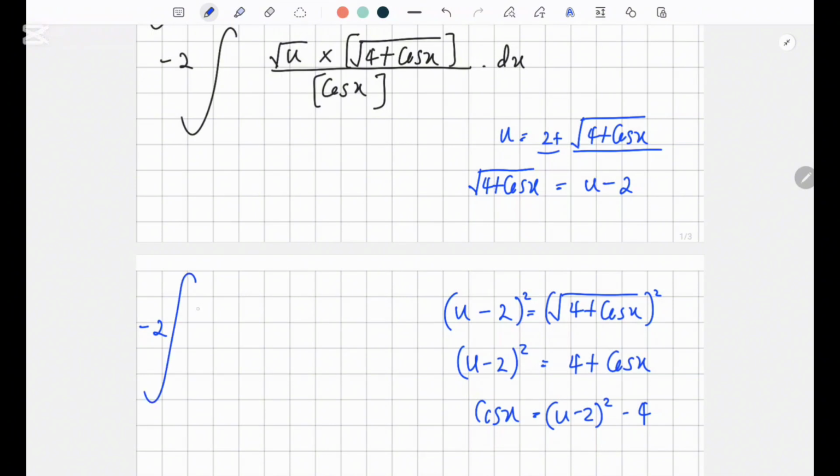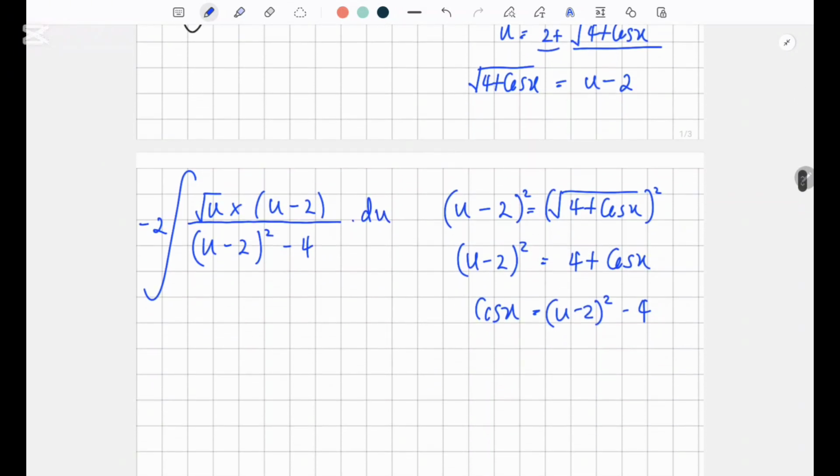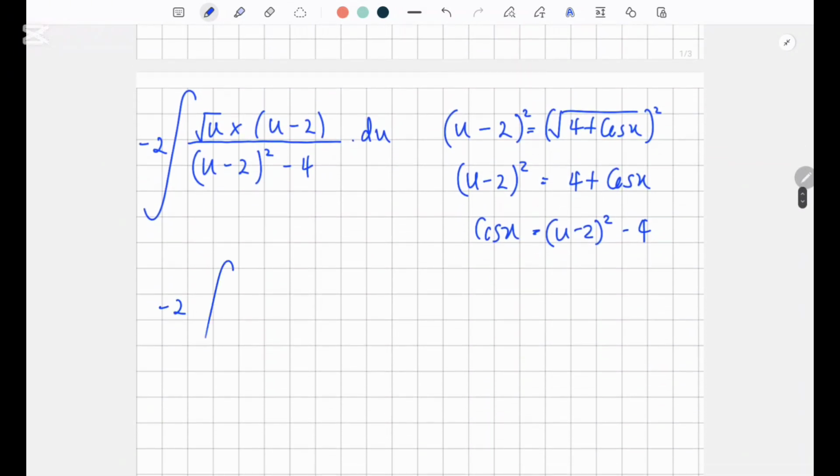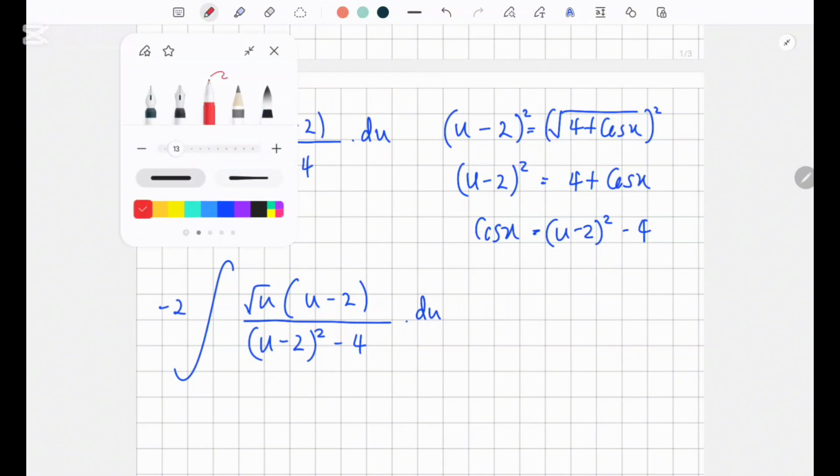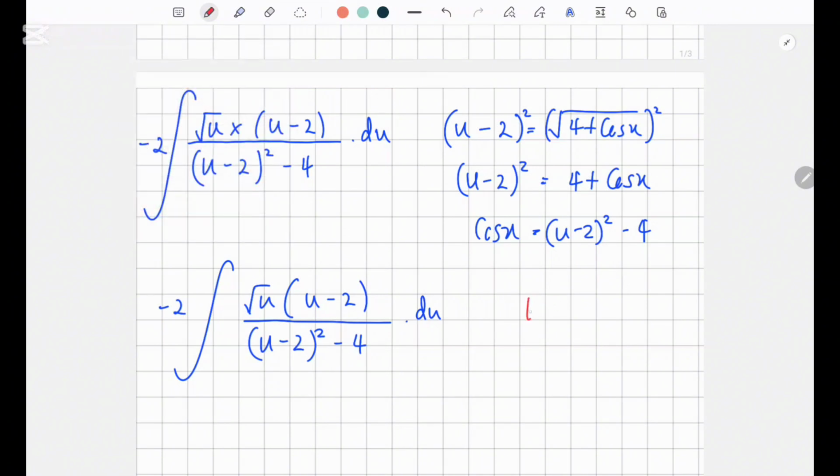So you have the integration of root u into, so root 4 plus cos x is u minus 2 over, and cos x is u minus 2 squared minus 4 dot du. This is your integration. So now, what you have to do is take another substitution. Let's take, now I'll write it with another color, t equals root u. Let's take t equals root u.